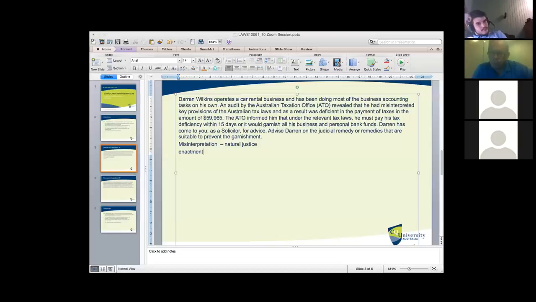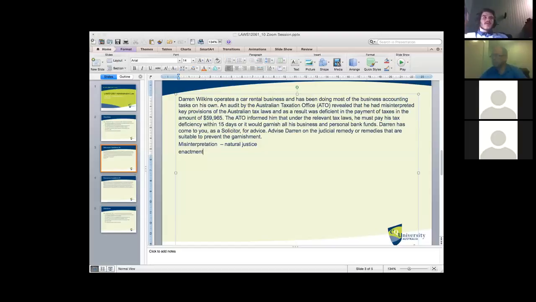Okay, so that was clarified. Now, assuming that it is natural justice that we are basing the application for judicial review on, what are the possible legal bases, or the sources, of an application for judicial review? Obviously, one of them is the ADJR Act. Are there any others apart from that?